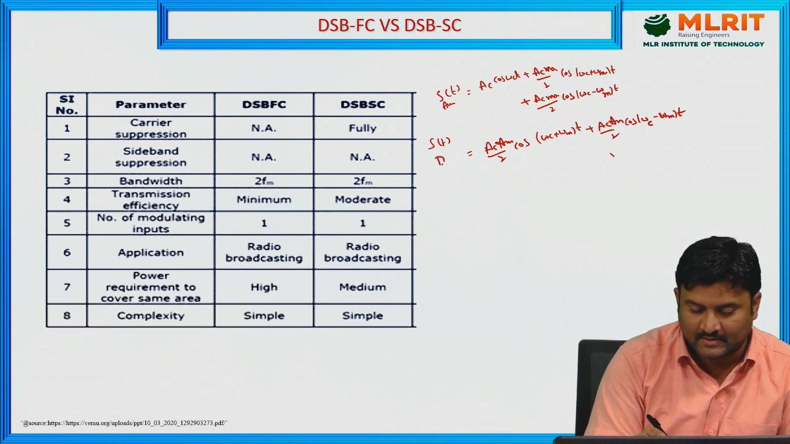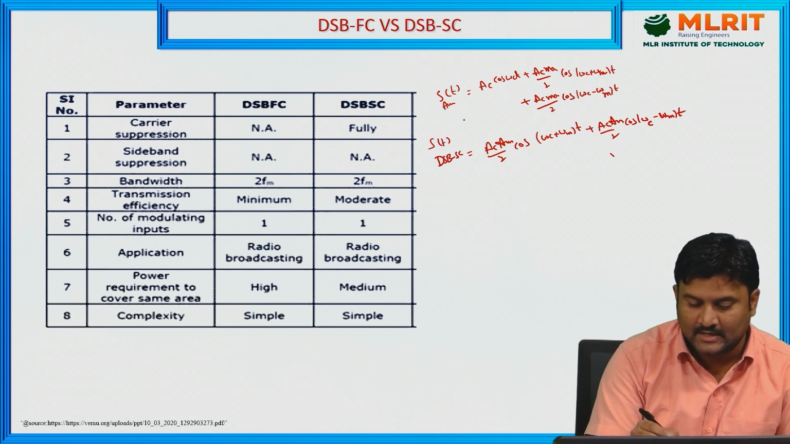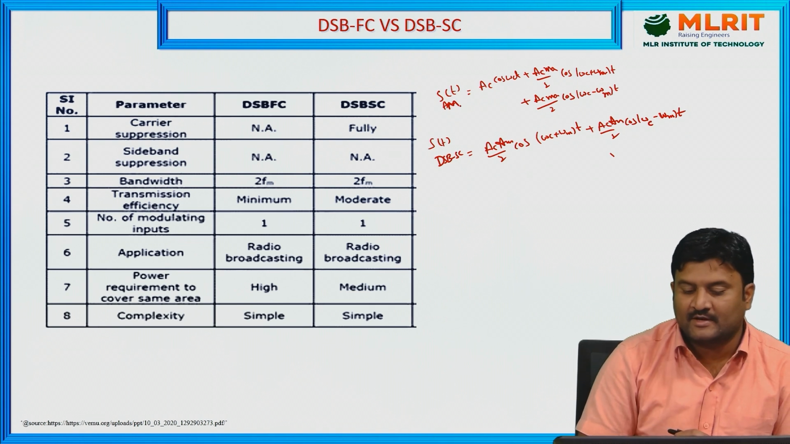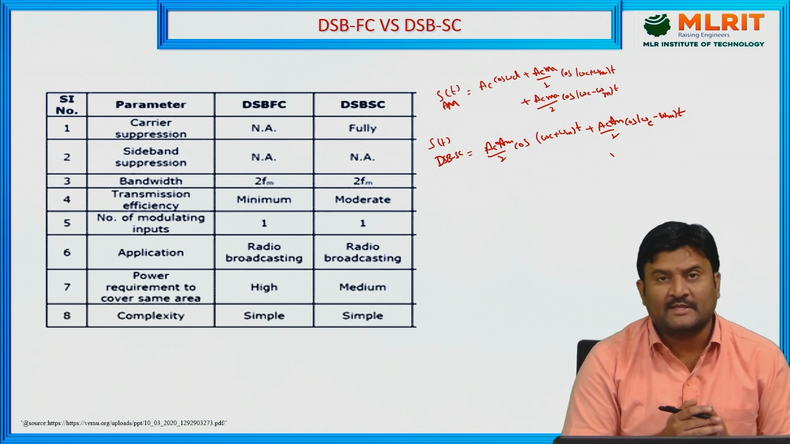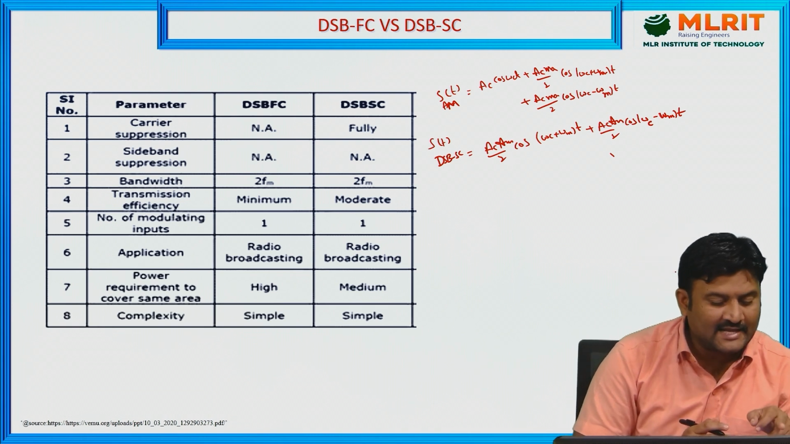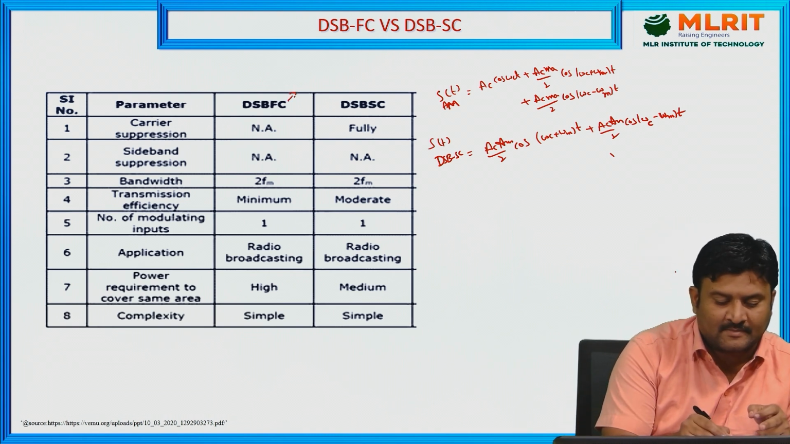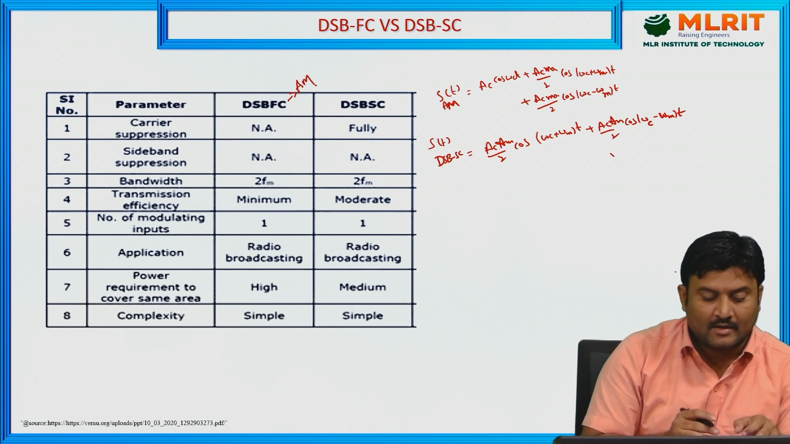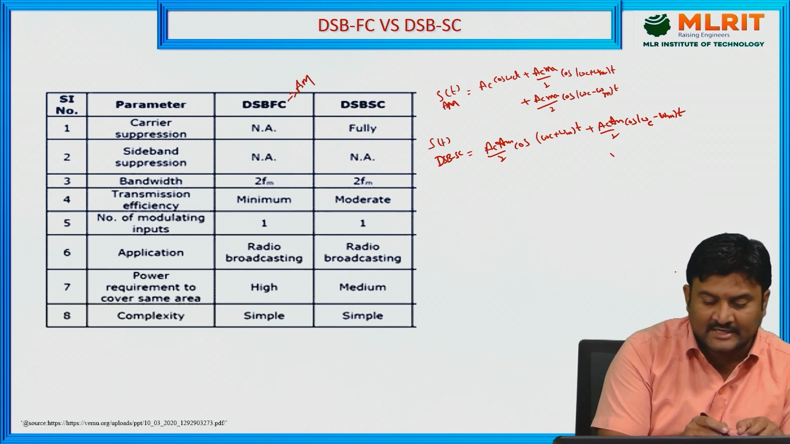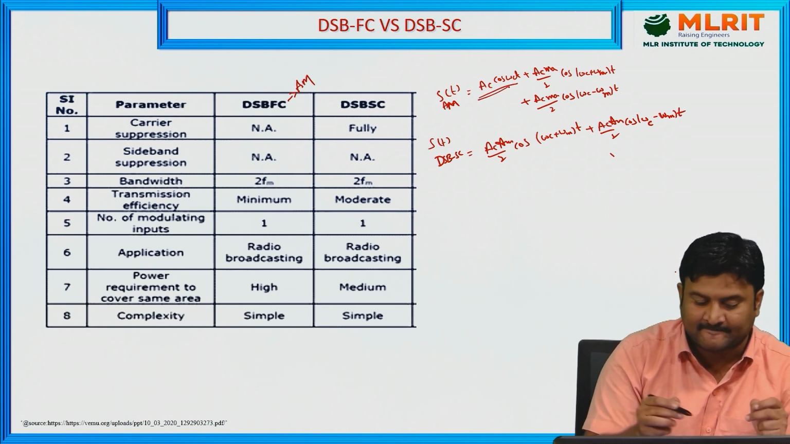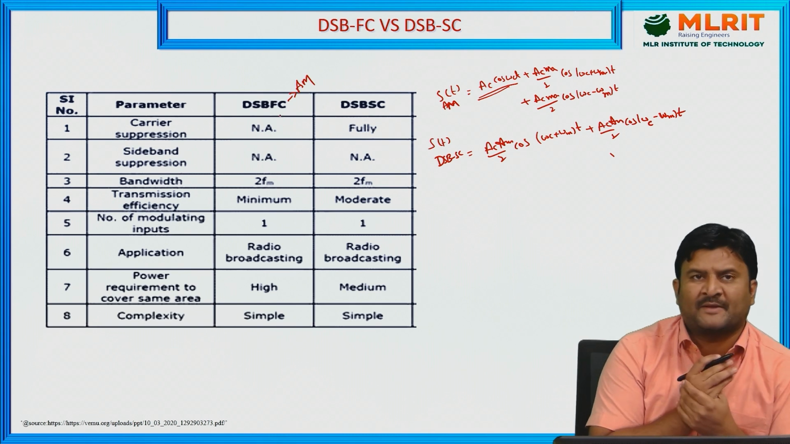S of T of DSB-SC, and this is S of T of AM. Just compare these two equations once you can define the parameters. First one, carrier suppression. Observe here, DSB-FC is nothing but AM. Then the carrier is suppressed in the DSB-SC, whereas in DSB-FC the carrier is present. That's why there is no suppression.